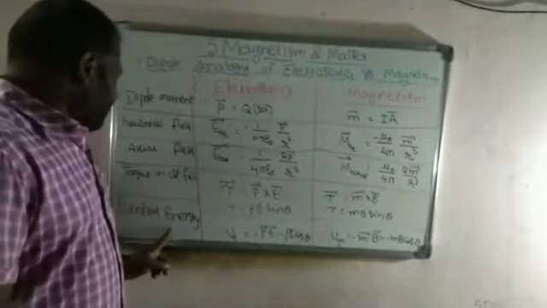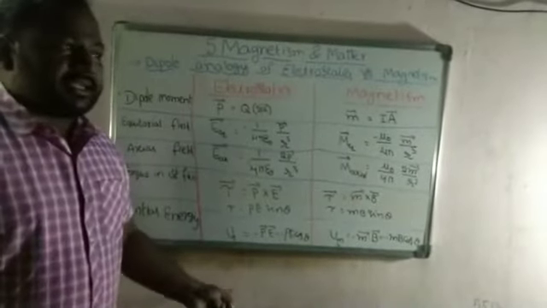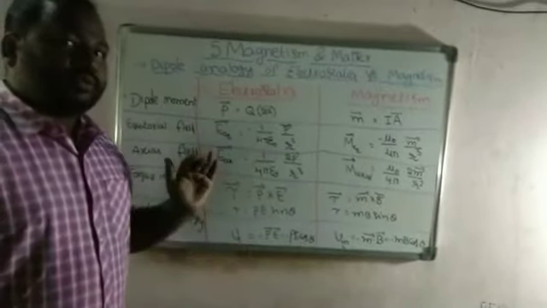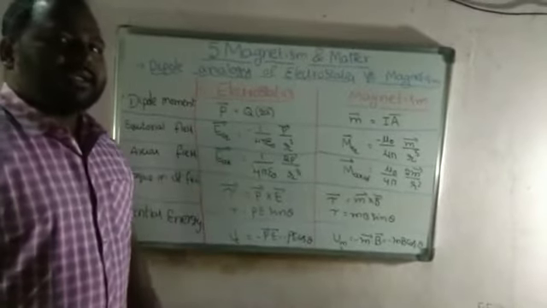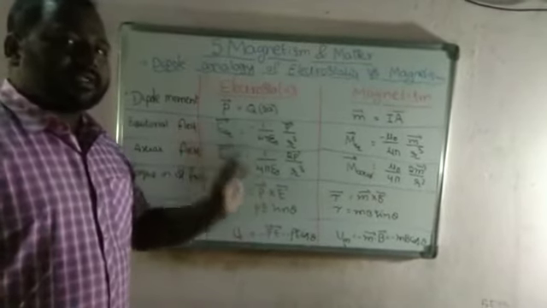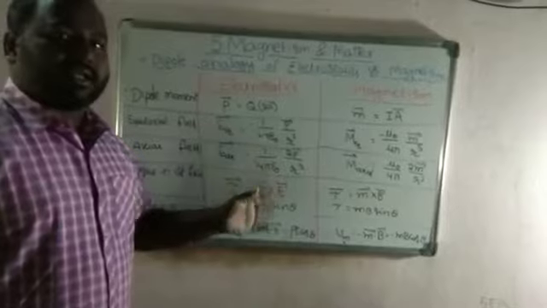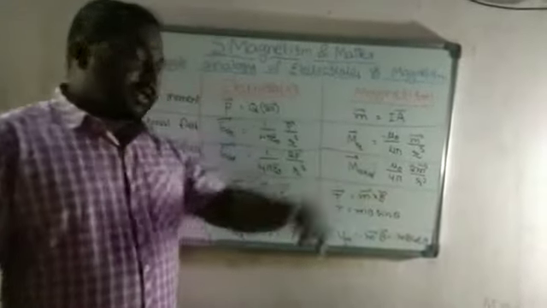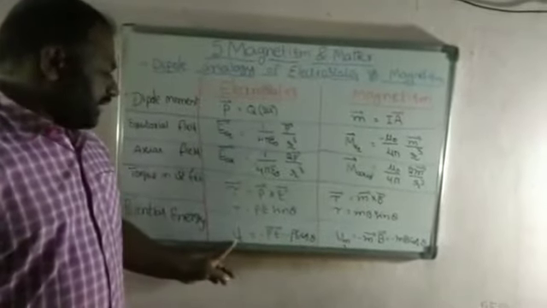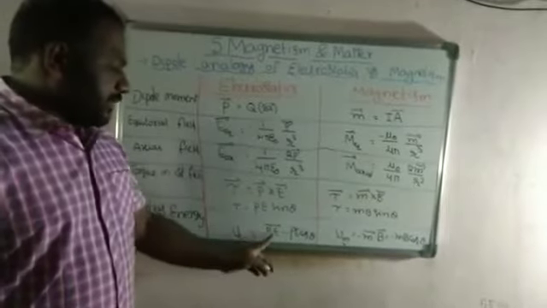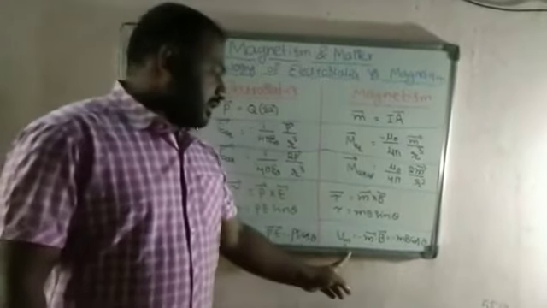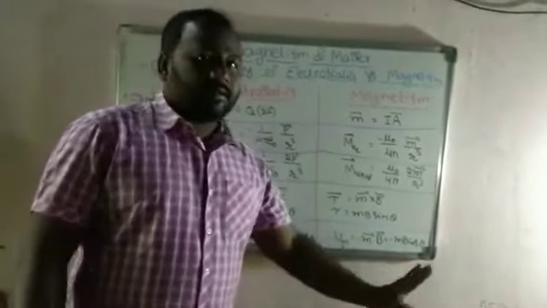Next one is potential energy. The potential energy is the work used to move the dipole from its initial position to the final position in an electric field or in a magnetic field. So the electric potential energy is minus p bar dot E bar, and the magnetic potential energy is minus m bar dot B bar. Now the next topic is Gauss law in magnetism.